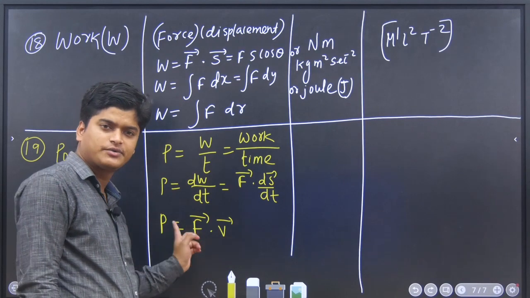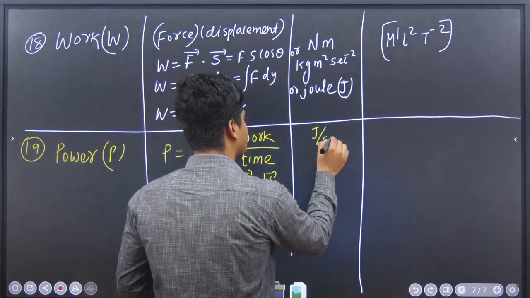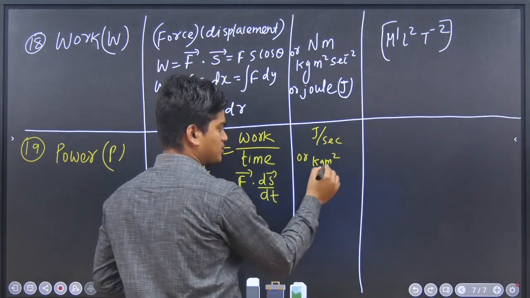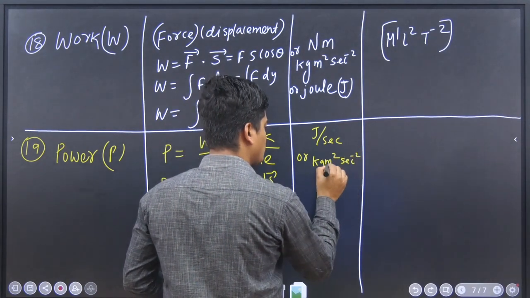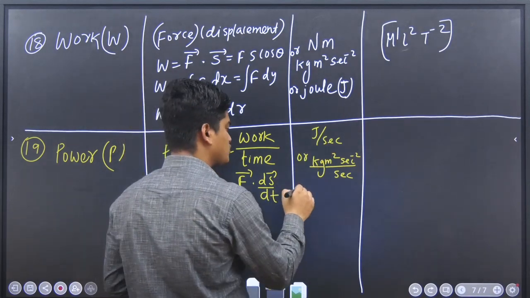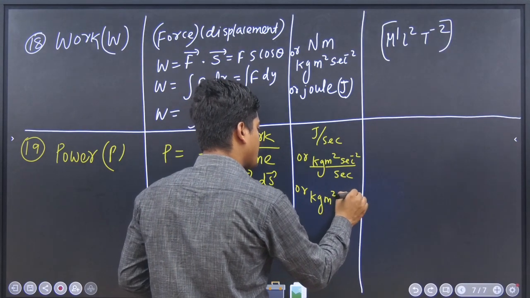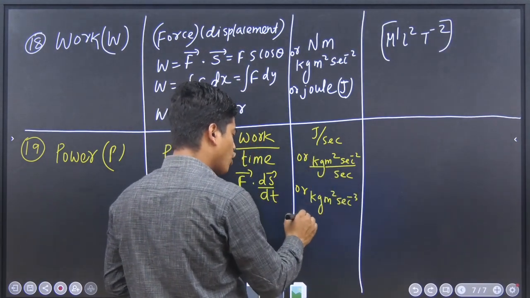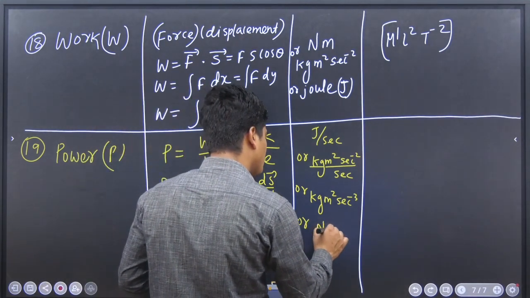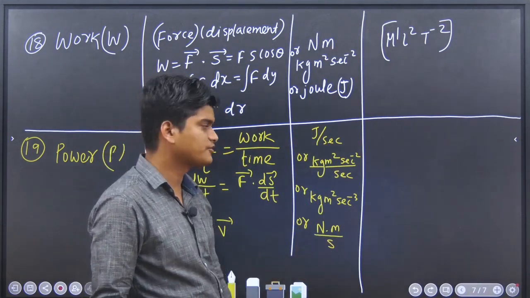So whenever force and velocity are given, you can find power like this, and its unit will definitely be joule per second, or kg meter square second to the power minus 2 divided by second. Because you have second in the denominator, you can write it as kg meter square second to the power minus 3. Or you can write Newton meter by second, or joule per second, also.